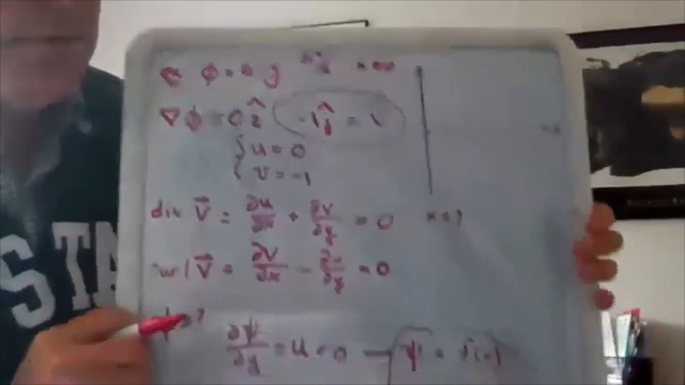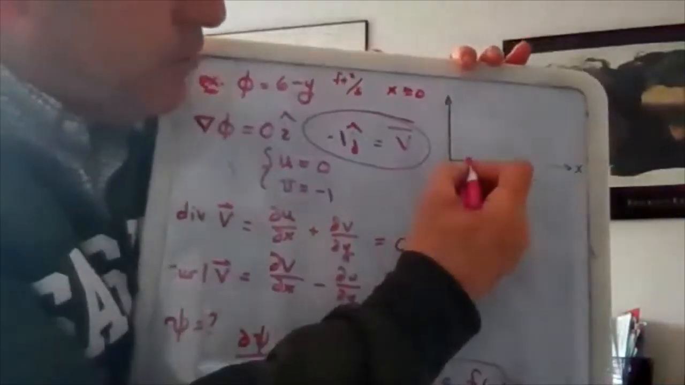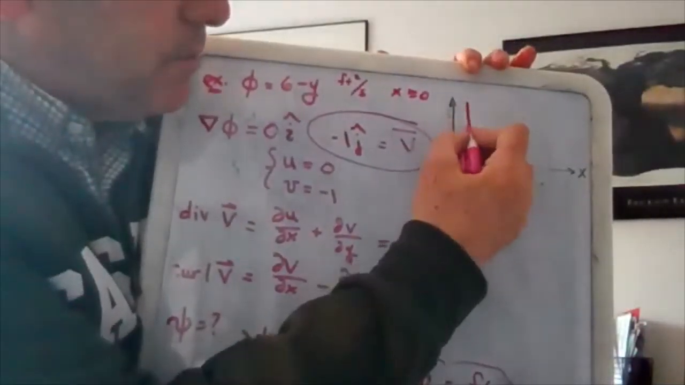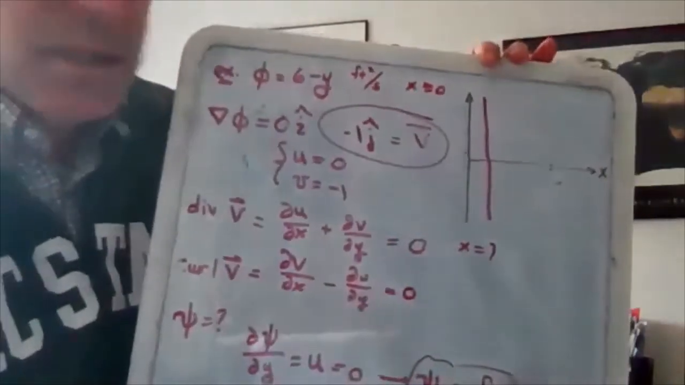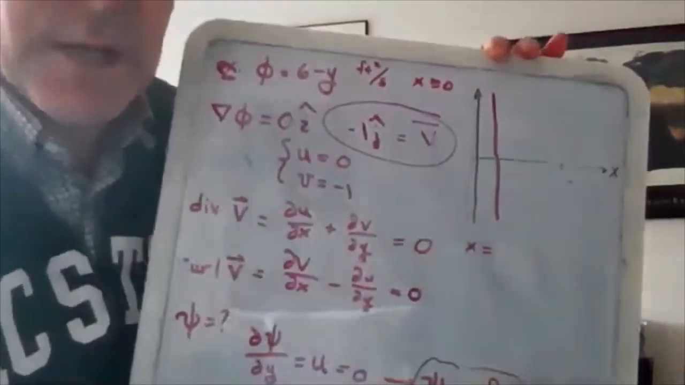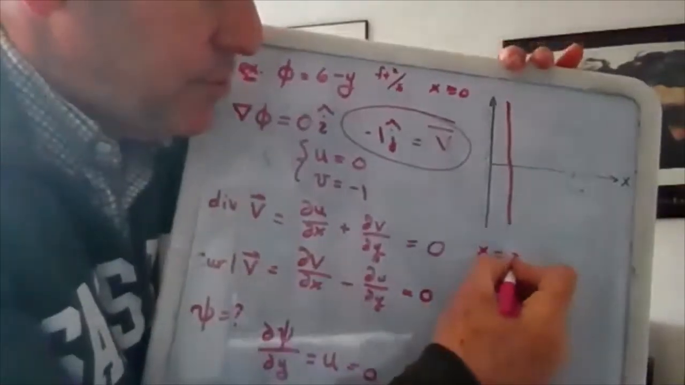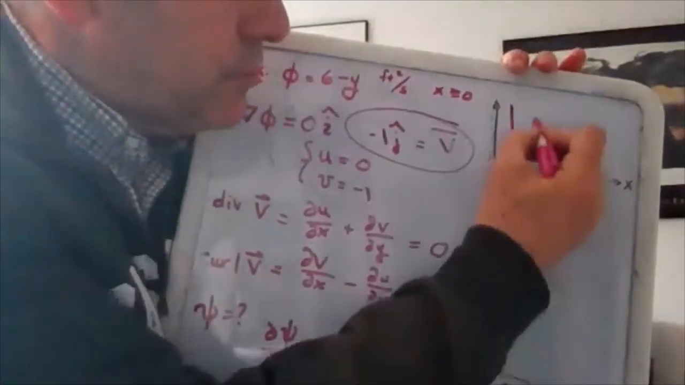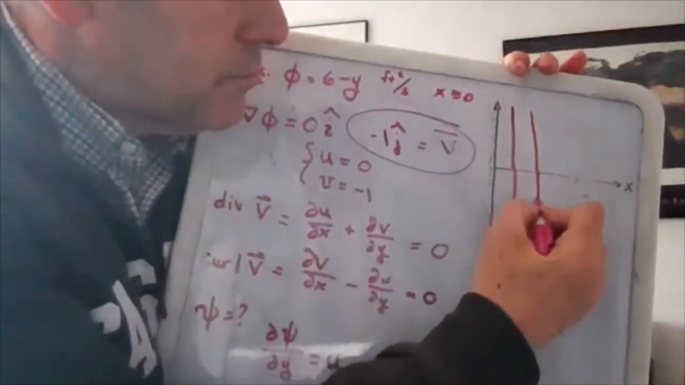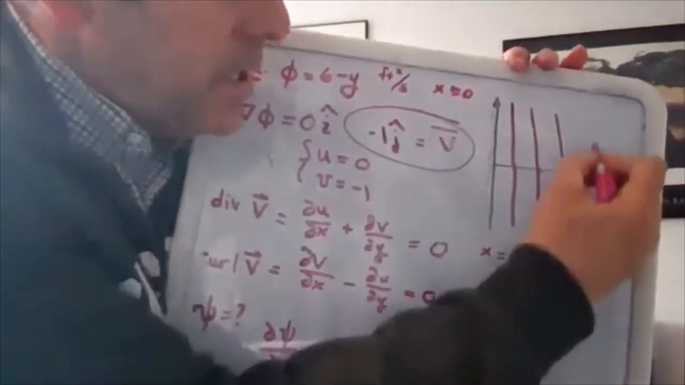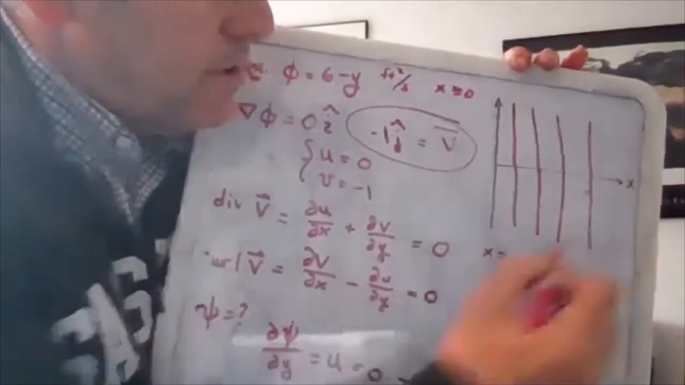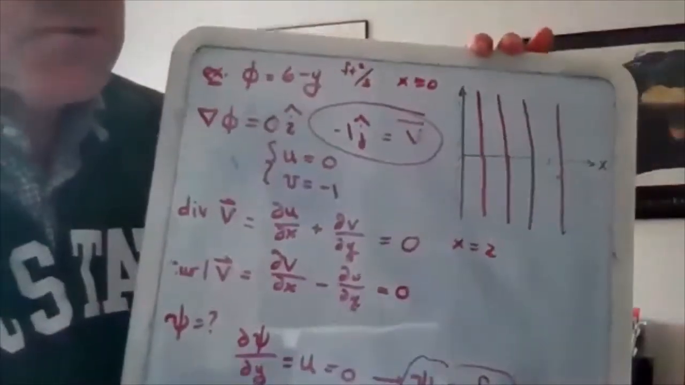What would x equal 1 look like? Well, x equal to 1 is a vertical line through 1. Hopefully your graph looks better than mine. Let's do x equals 2. That would be a vertical line through 2. Et cetera: x equals 3, a vertical line through 3, and x equals 4, a vertical line through 4. So those are the streamlines.